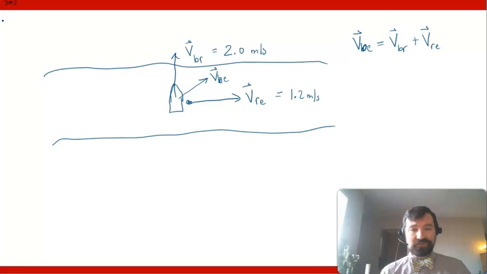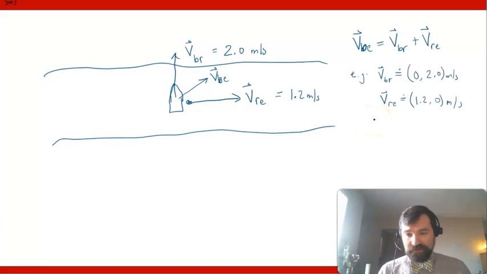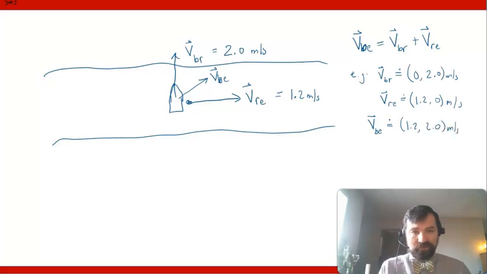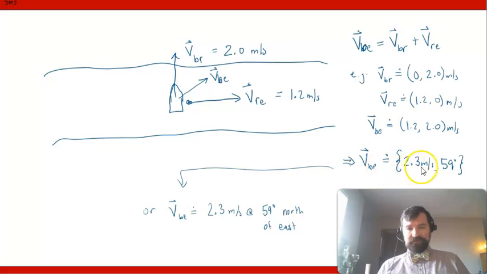If one of these is due north and the other is due east, then we might write the boat river and river Earth like this, and our V boat Earth would therefore be 1.2, 2.0 meters per second. Or in other words, V boat Earth is 2.3 meters per second, 59 degrees north of east.